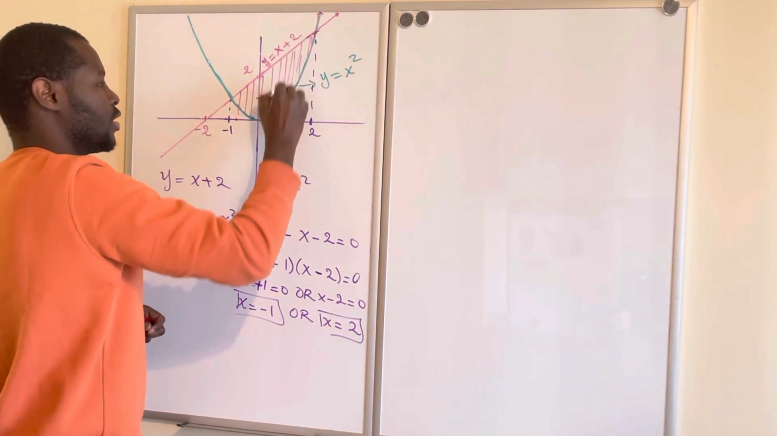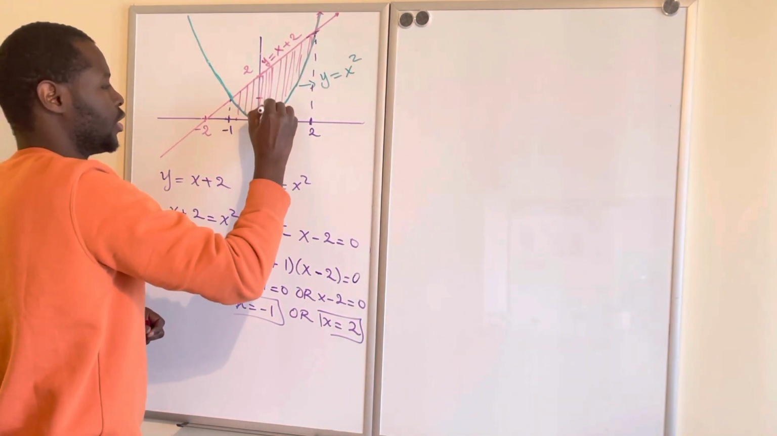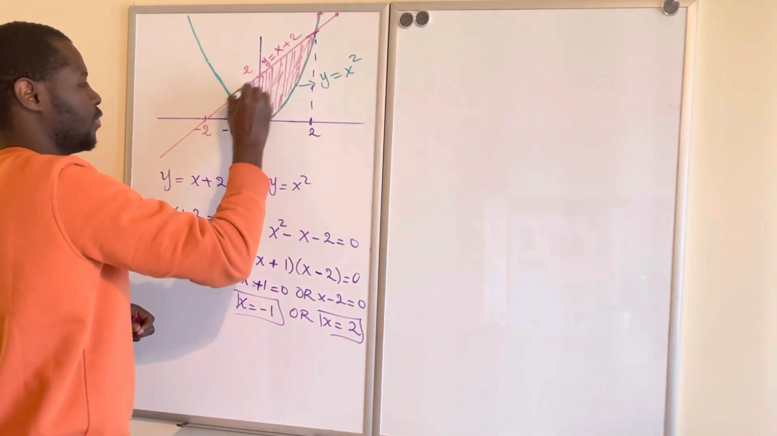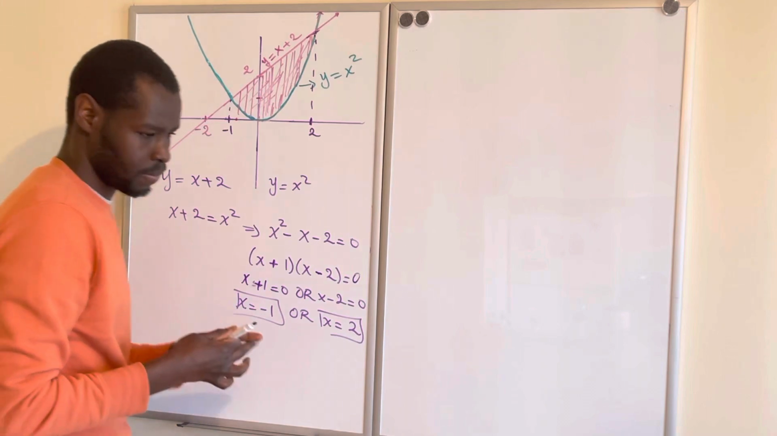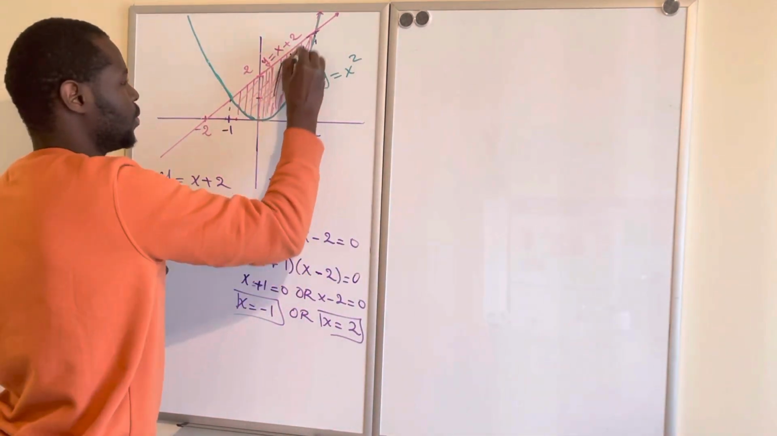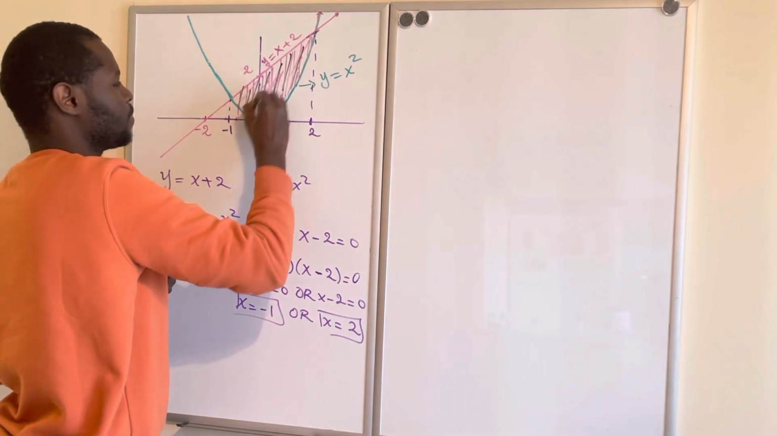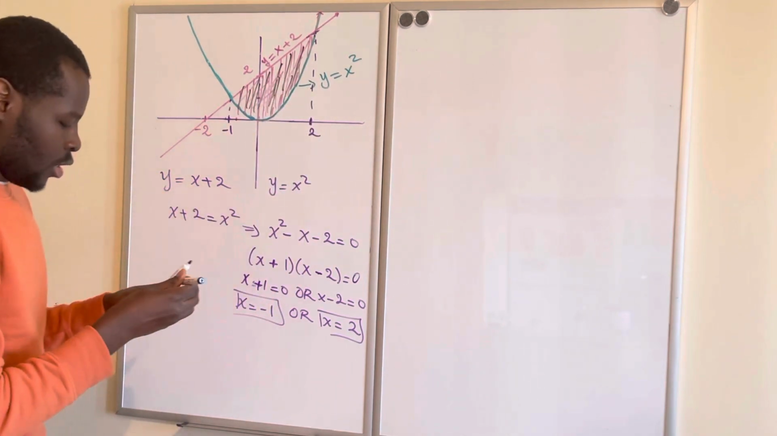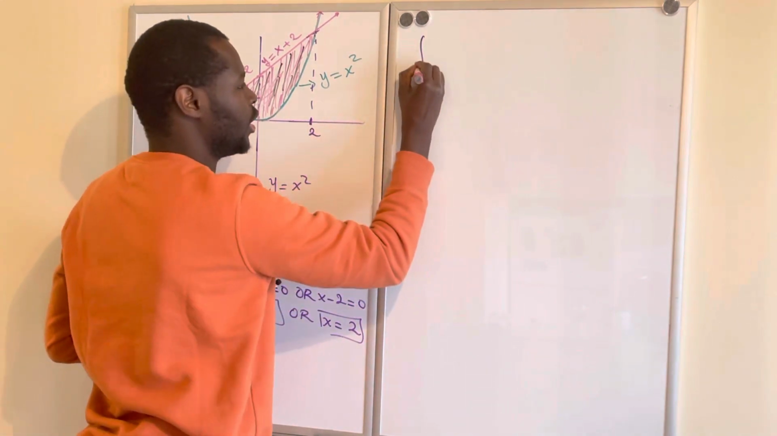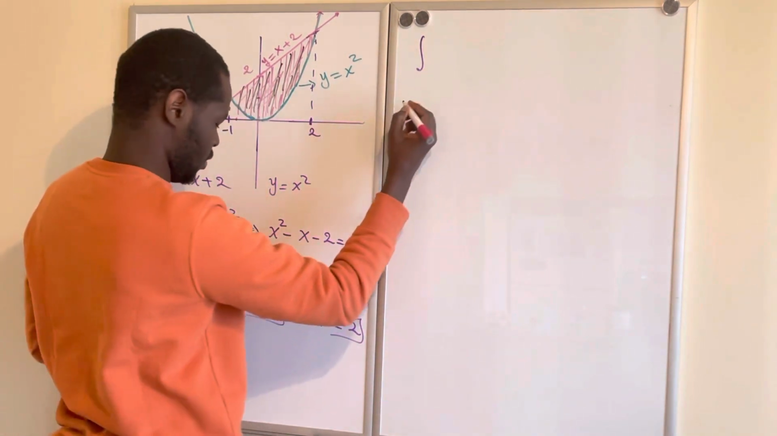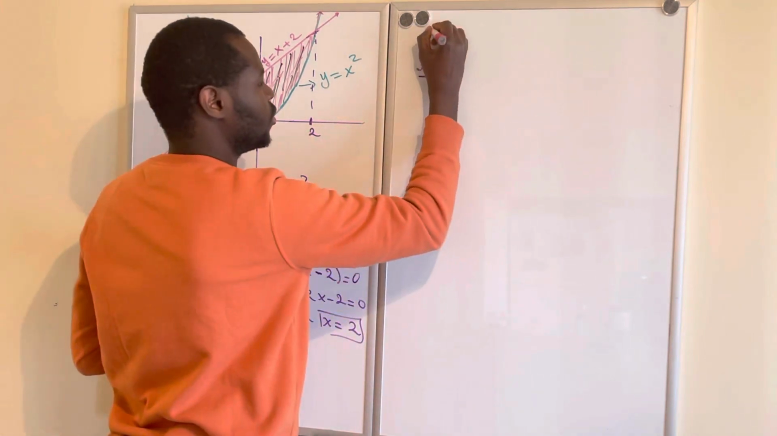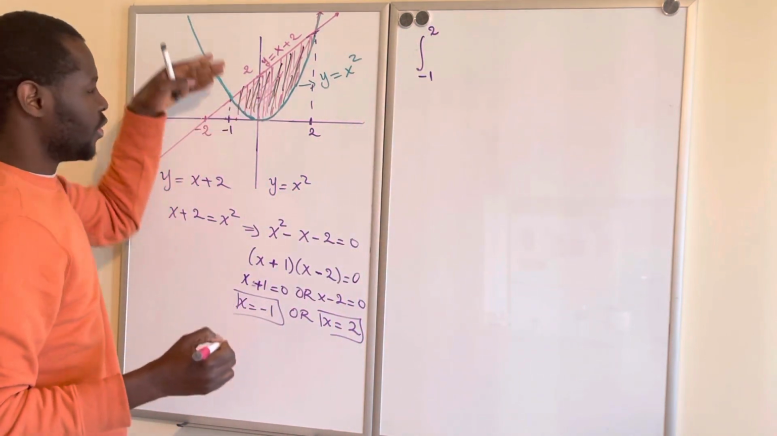So we evaluate the integral from -1 to 2, and that will give us this area right here where these two intersect. So this will give us the area under this curve. Alright, so go ahead and do that. We'll do the integral from -1 to 2 of the first function.